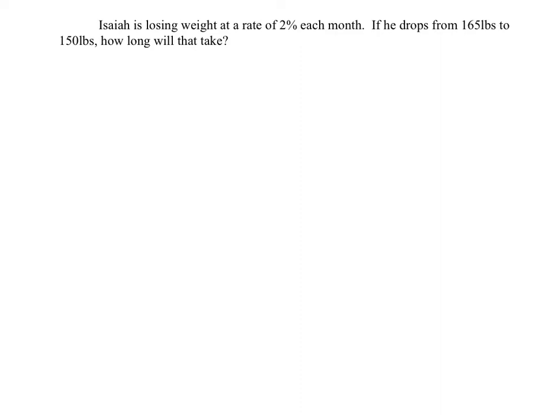Well, I don't see the word compounded in here anywhere. So we're going to use our regular old formula for exponential decay because he's losing weight. So the total amount is going to equal the principal amount times 1 minus our rate, because it's decay, to the t over n.